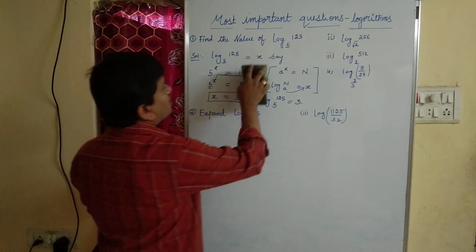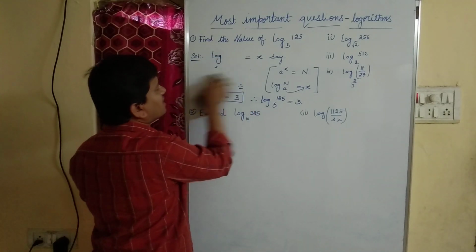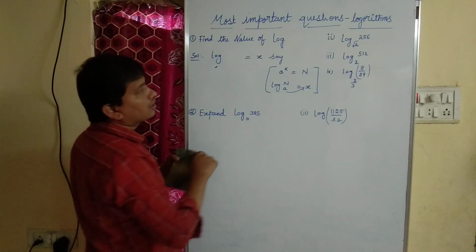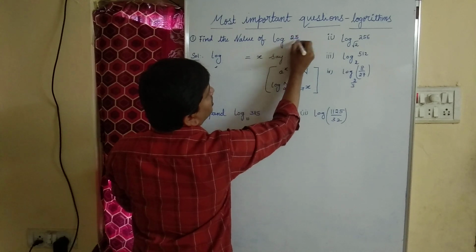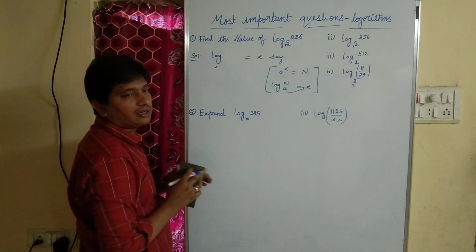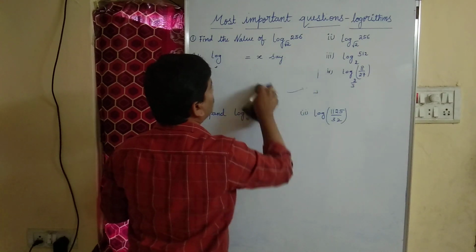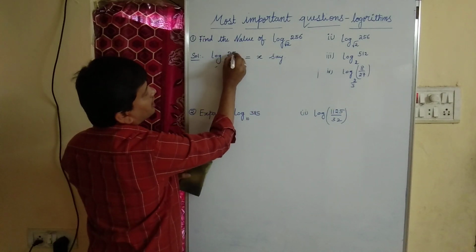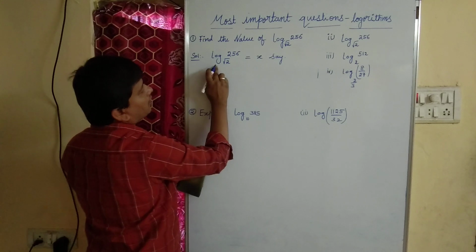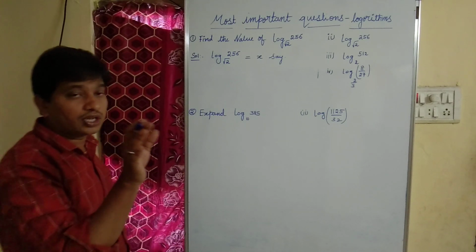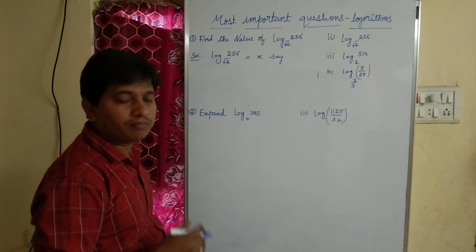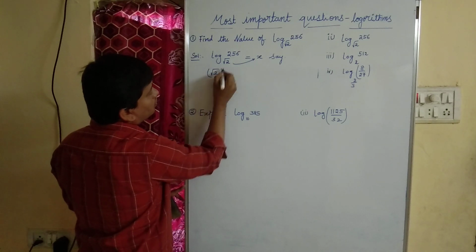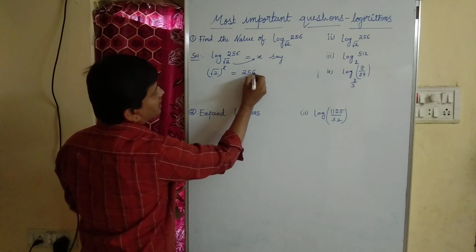Now coming to the second question. So what is the second question? Log 256 to the base root 2. Right? 256 to the base root 2. So what to do? Let us consider log 256 to the base root 2 equal to x, which is in logarithmic form. Convert logarithmic form into exponential form. Simply root 2 to the power x equal to 256.